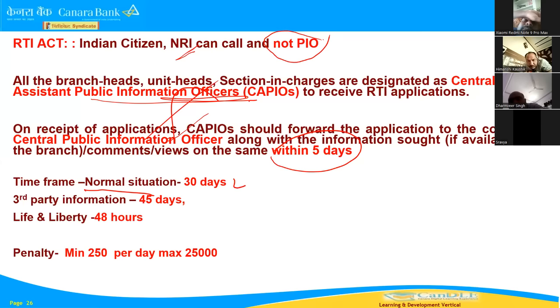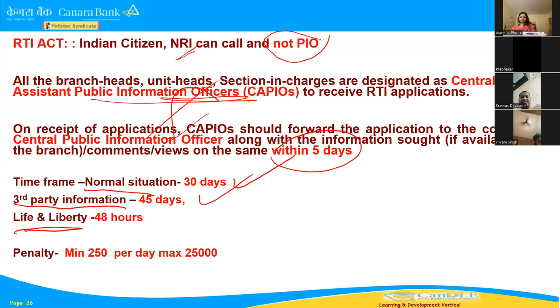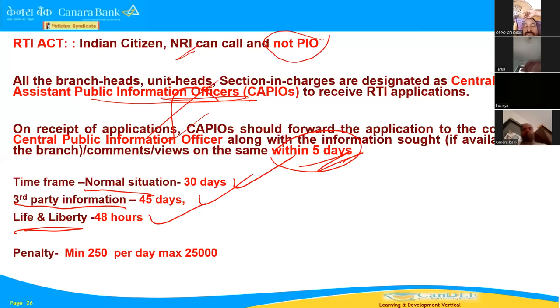Third party information, if anybody wants it under RTI, is 45 days. Life and liberty, very urgent, for example someone in hospital, is 48 hours. Then this rule will not apply. Immediately you have to inform, within 48 hours. Life and liberty, 48 hours; third party, 45 days.